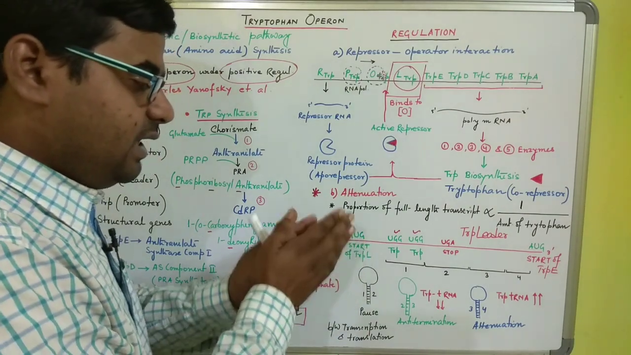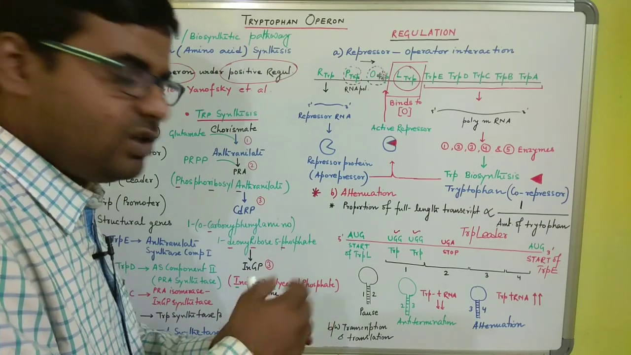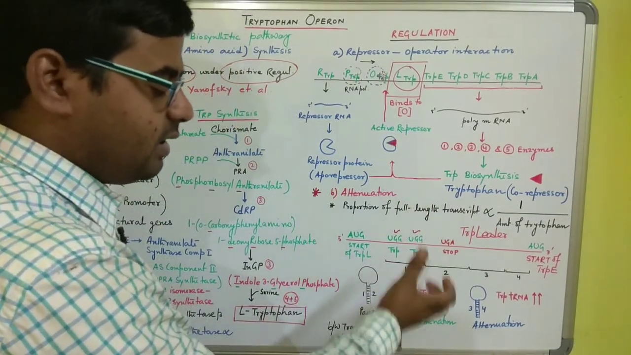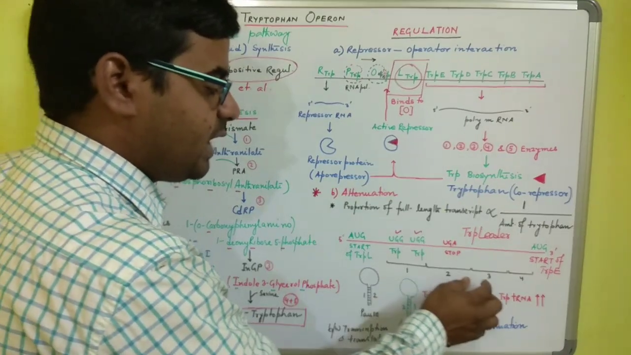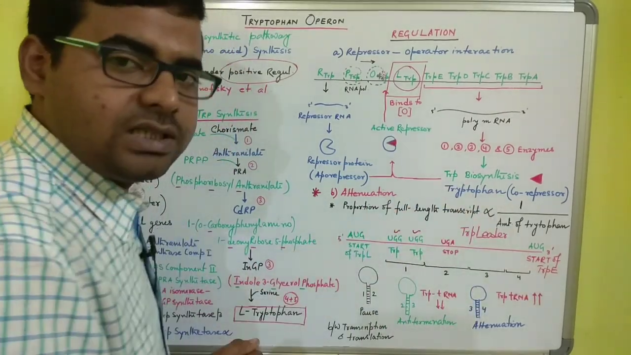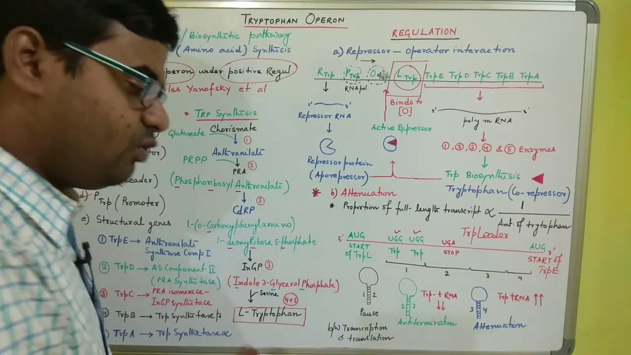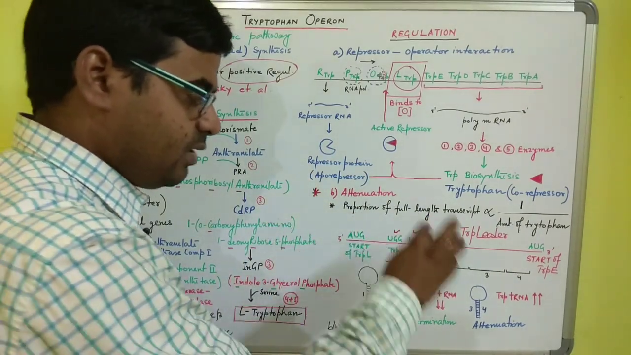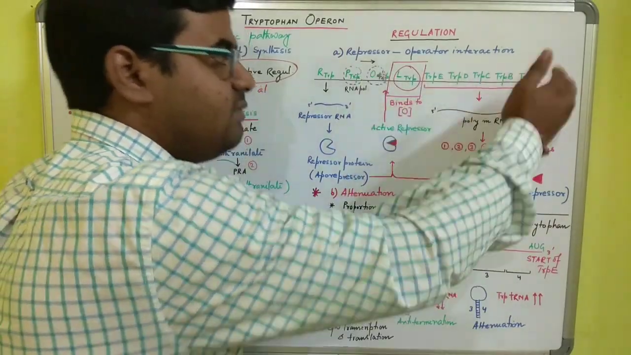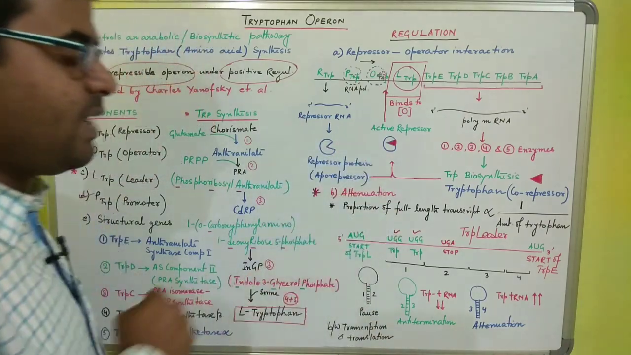Now if they are allowed, they can form secondary hairpin or stem loop structures. That means 1 can form a stem loop structure with 2, 2 can form a stem loop structure with 3, and 3 can form a stem loop structure with 4. These stem loop structures provide different signals for the RNA polymerase, whether to transcribe the structural genes or not. This is called attenuation.